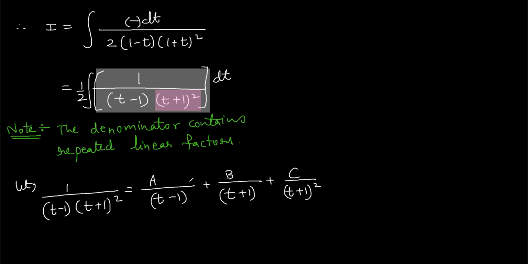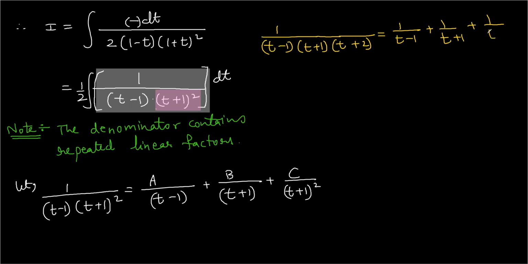Now, let me make some change. Suppose I had here 1 upon t minus 1, t plus 1 and t plus 2. In this case, what would I have done? I would have written 1 upon t minus 1 plus 1 upon t plus 1 plus 1 upon t plus 2. This is what I would have written.